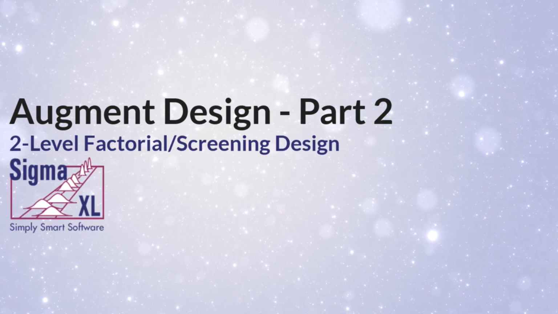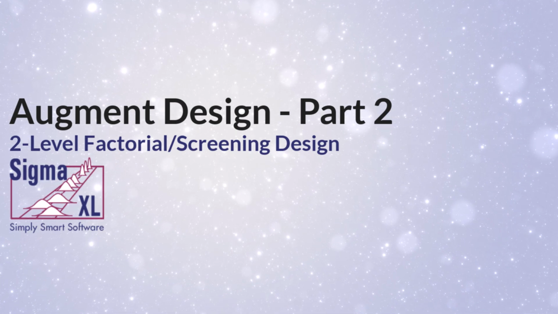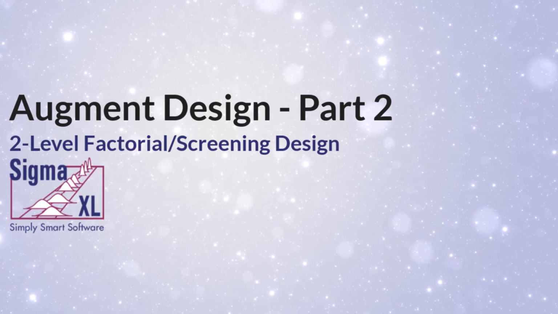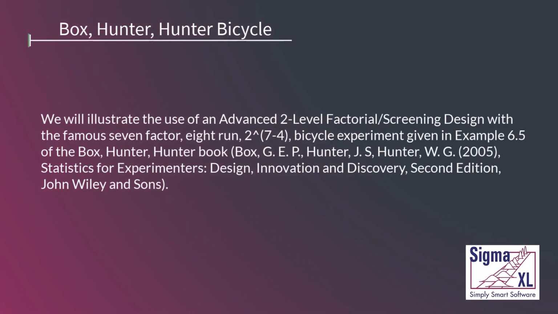In this video, we'll demonstrate the use of advanced design of experiments in SigmaXL, specifically Augment 2-level Factorial screening Foldover design. We will illustrate the use of an advanced 2-level Factorial screening design with the famous 7-factor, 8-run bicycle experiment, given in example 6.5 of the Box Hunter book, Statistics for Experimenters, 2nd edition.